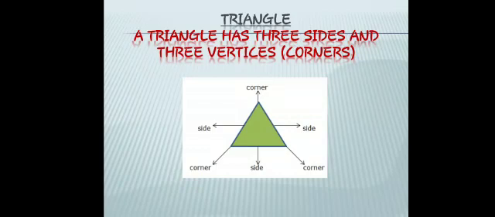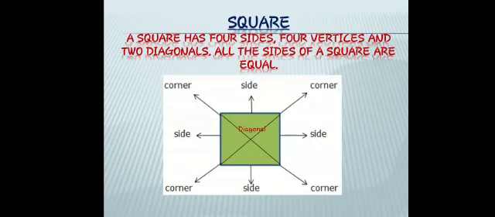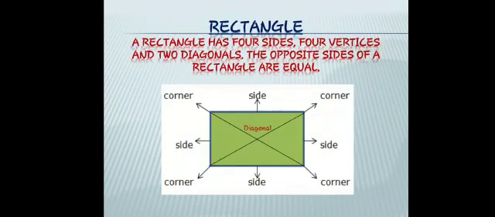Triangle has three sides and three corners or vertices. A square has four sides, four corners, and two diagonals, and all the sides of a square are equal. A rectangle has four sides, four vertices, and two diagonals. The opposite sides of a rectangle are equal. A circle is a round figure which has neither a vertex nor a side.